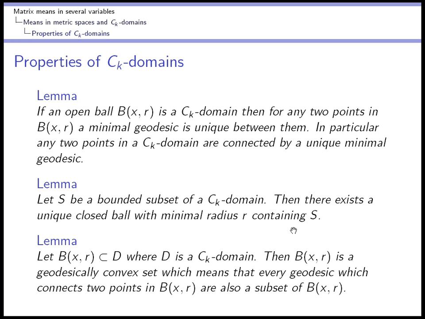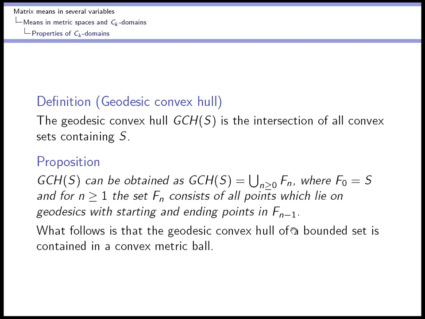The second lemma says that if we have an open bounded subset S of a CK domain, then there exists a unique closed ball with minimal radius containing this S. And the third lemma says that every B(x,R), which is a subset of D, where D is a CK domain, is a geodesically convex set, which means that every geodesic which connects 2 points in B(x,R) is an element of B(x,R).